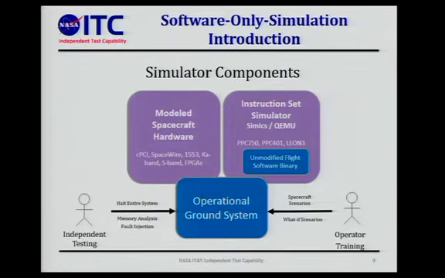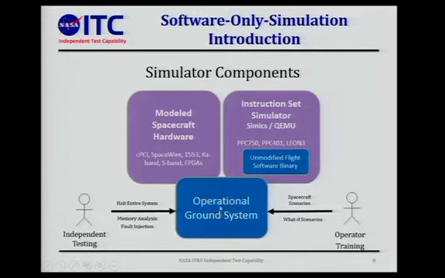Then on the right side, we have an instruction set simulator where we can use the example of a RAD750 or PowerPC 750. We have that board, that processor modeled, and it will run the unmodified flight software binary. Taking that running with our modeled hardware, you now have a spacecraft C&DH system that is up and running the actual flight software binary.